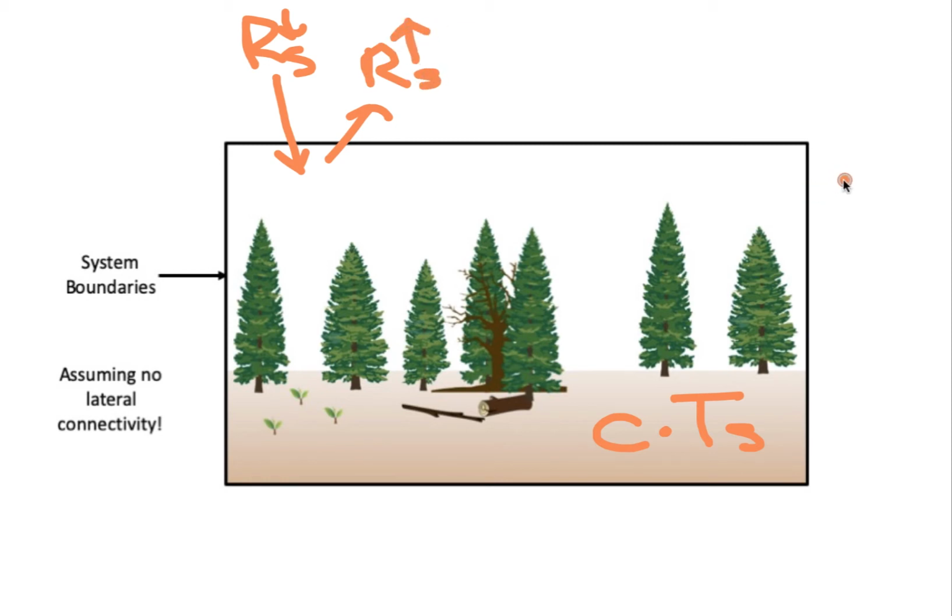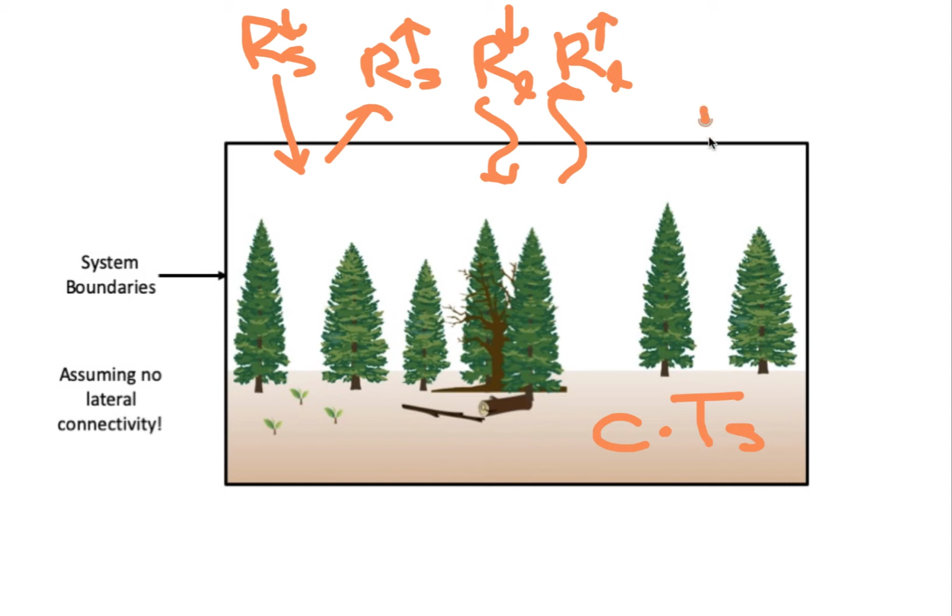And remember that we have incoming long wave radiation, which we'll denote with a squiggly line here. And we will denote that R sub L with a downward arrow. And then the land surface also emits long wave radiation, which we will label R sub L with an up arrow.